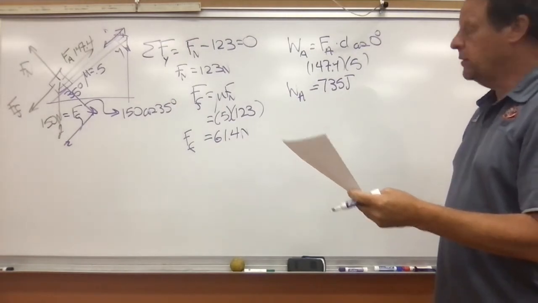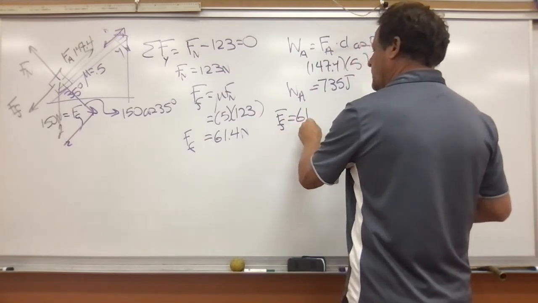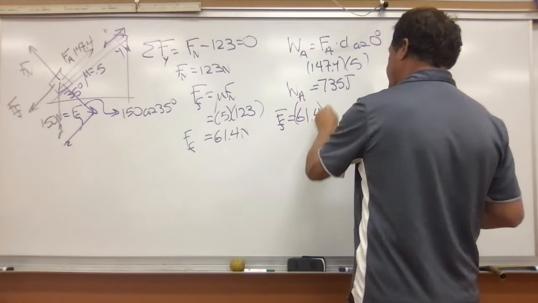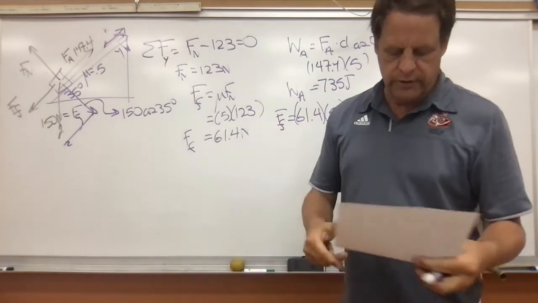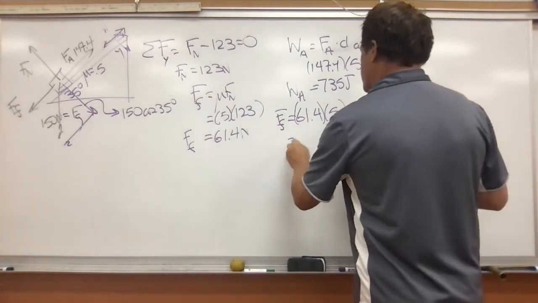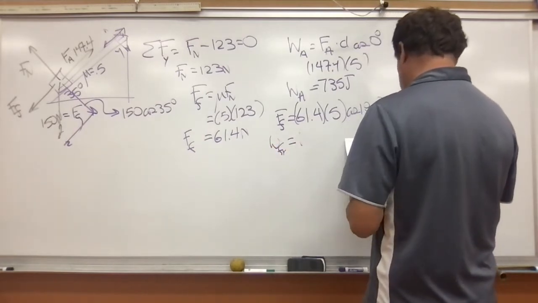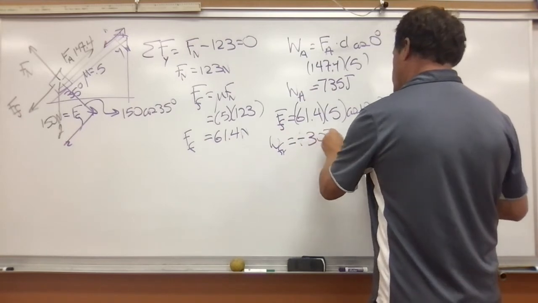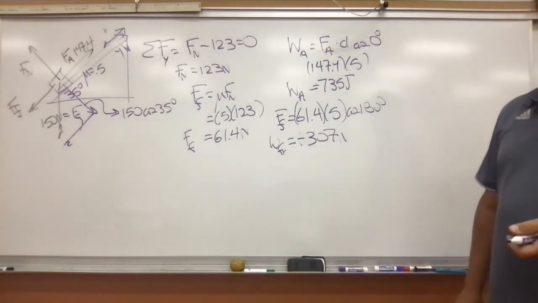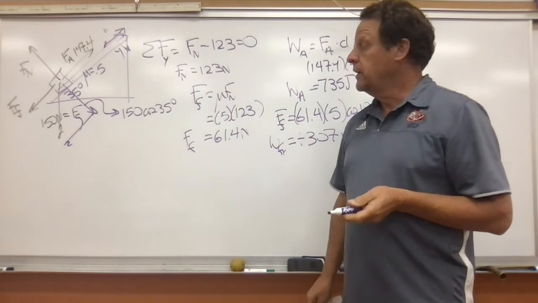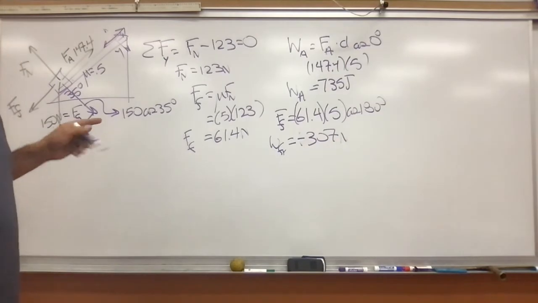And how much work is done by the frictional force? So the frictional force is going to be equal to 61.4 times 5 times the cosine of 180, or you can realize that they're going in the opposite direction. So the work done by friction is going to equal negative 307 joules. And then how much work is done by gravity? Now, the work done by gravity is going to be not 9.8, okay?